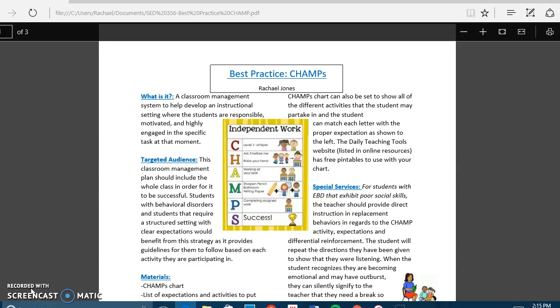So the best practice that I'm going to be talking to you guys about is CHAMPS. So first off, what is it? It's a classroom management system, and it helps develop an instructional setting where the students are more responsible for their work, they're highly motivated, and they're engaged in what's happening at that moment.